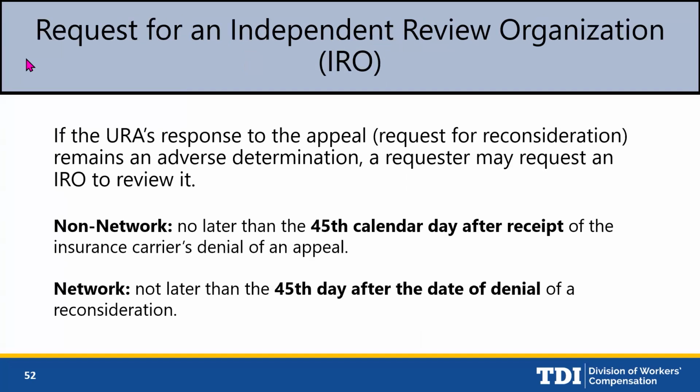If the URA's response to the appeal or request for reconsideration remains an adverse determination, so that's their second no. So if the first is a no, you ask for appeal. The second request appeal is a no.